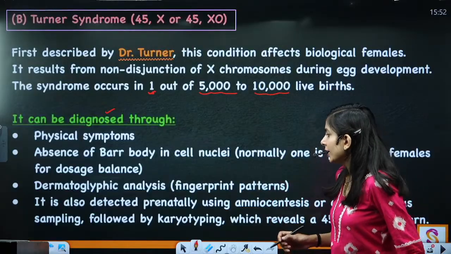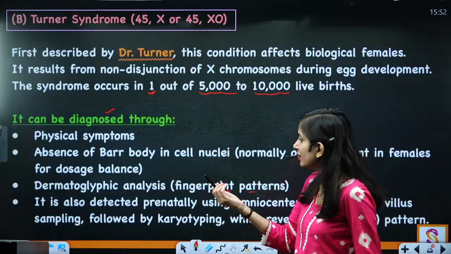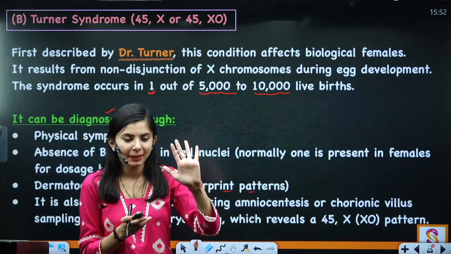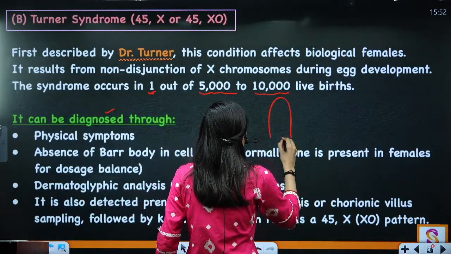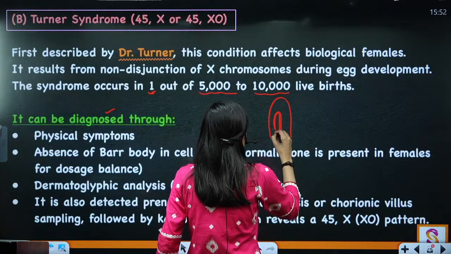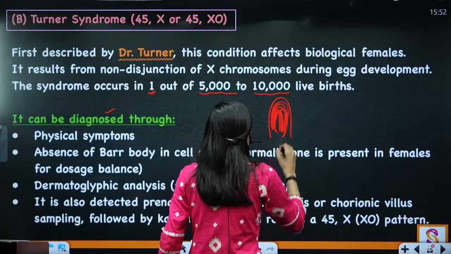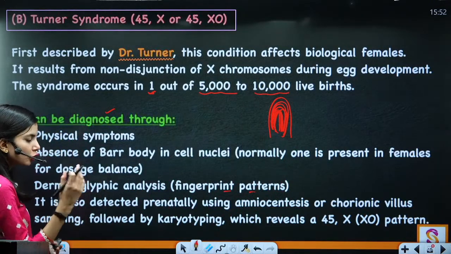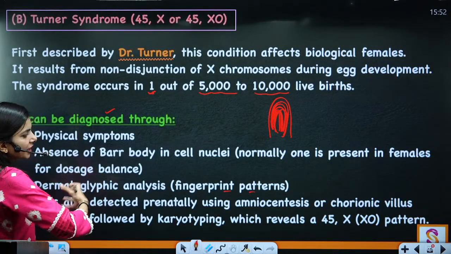Fine. Another one could be the fingerprint pattern. The fingerprint pattern is not going to be clear. Like we have a fingerprint pattern, let us suppose this is your finger, and you can see this type of structure in your finger. This is the fingerprint pattern. But in case of Turner syndrome, those persons may have less fingerprint pattern.